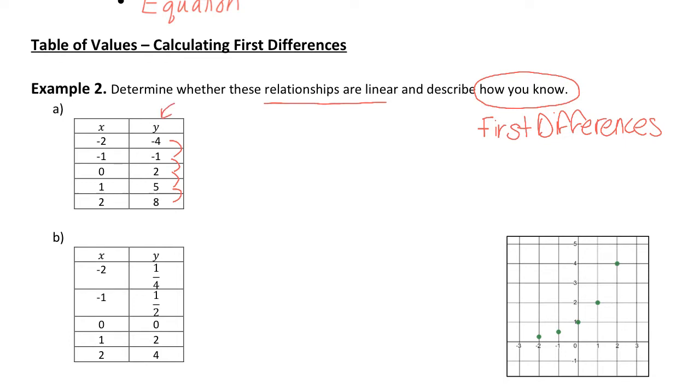So we can see that to go from -4 to -1, I would add 3. Here, I would add 3. I would add 3. I would add 3. And that's what we describe as our first differences.